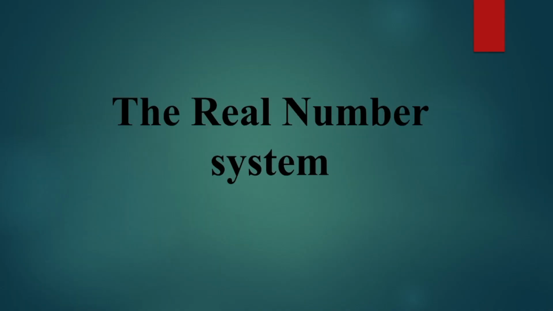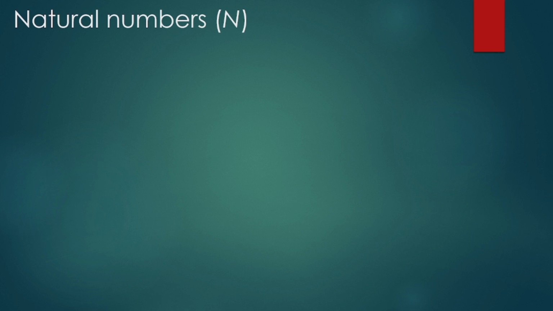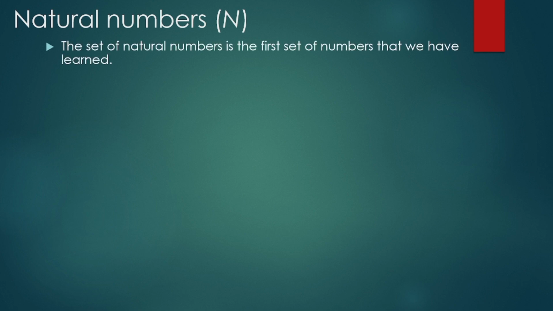Okay, so ngayon pag-uusapan natin ang the real number system. So, ano nga ba yung real number system, no? So, una, meron to ng mga parts. Unang parts niya is yung mga natural numbers. So, yung symbol ng natural numbers natin ay isang malaking N. So, the set of natural numbers is the first set of numbers that we have learned.